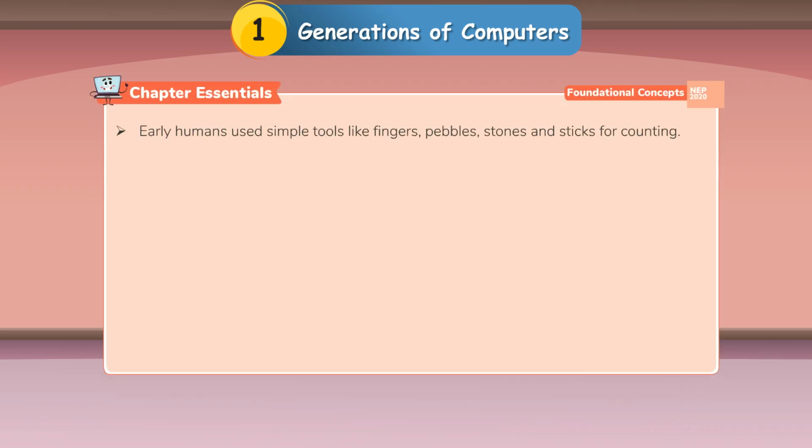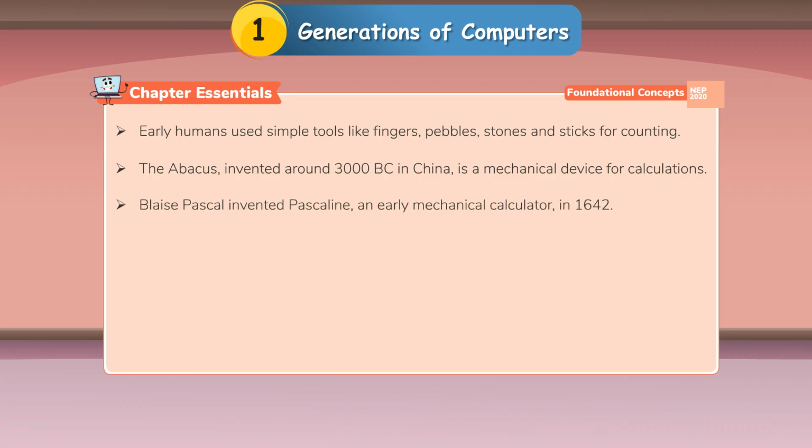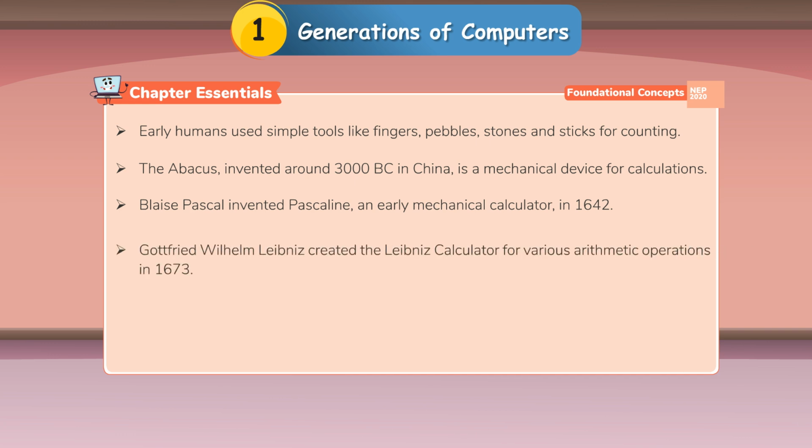Chapter Essentials. Early humans used simple tools like fingers, pebbles, stones, and sticks for counting. The abacus, invented around 3000 BC in China, is a mechanical device for calculations. Blaise Pascal invented Pascaline, an early mechanical calculator, in 1642. Gottfried Wilhelm Leibniz created the Leibniz calculator for various arithmetic operations in 1673.